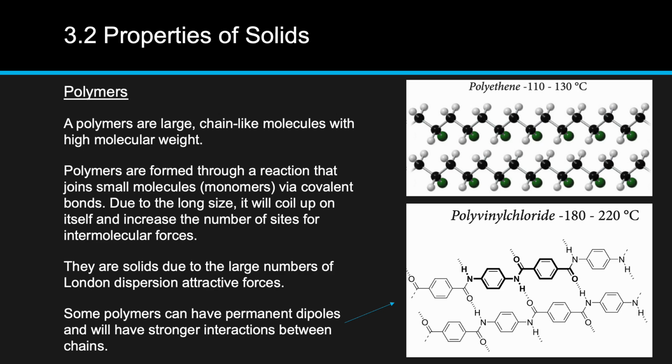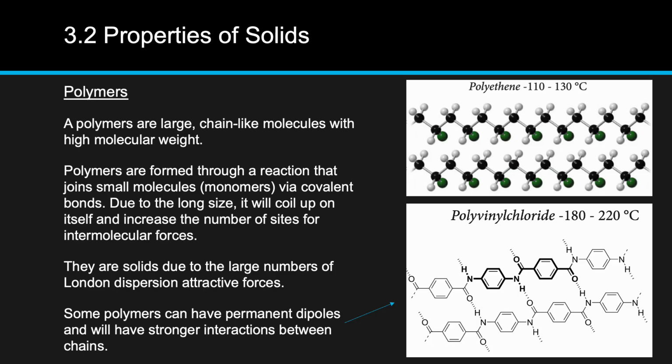Polymers are very large chain-like molecules that have a high molecular weight, and they are made by linking small repeating units called monomers through covalent bonds. So because these chains are so long, they often coil and fold, which will increase the number of sites where intermolecular forces can act. And this is why polymers are usually solids, because the combined LDFs across such a large molecule are very strong. Some polymers also contain permanent dipoles, which create even stronger interactions between the chains.